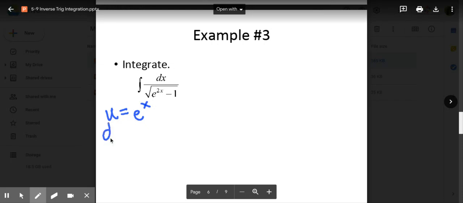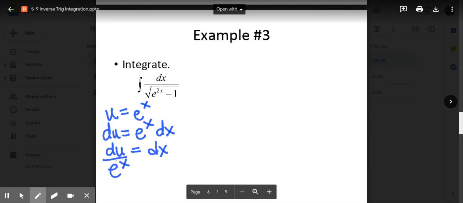All right, so that means du, remember, we're doing a u substitution, my derivative of e to the x is e to the x dx, okay? Then I'm going to solve for dx. So that'll be du divided by e to the x.